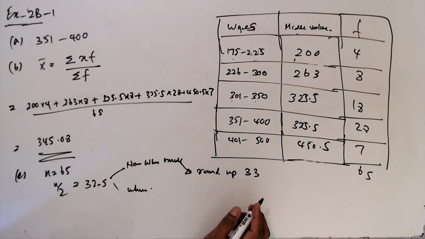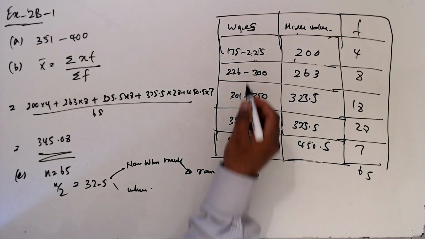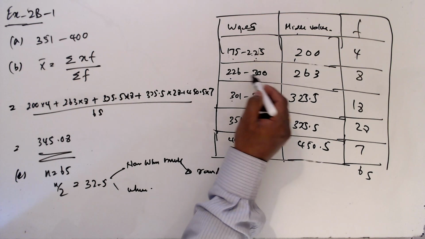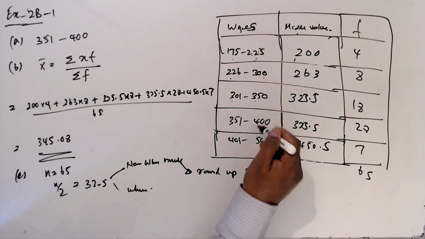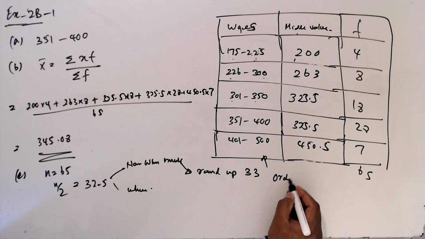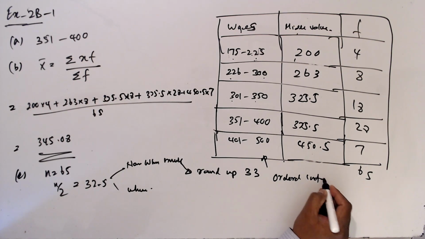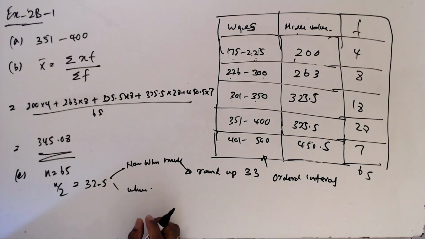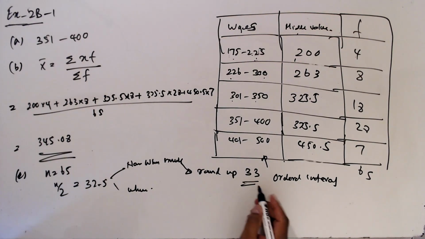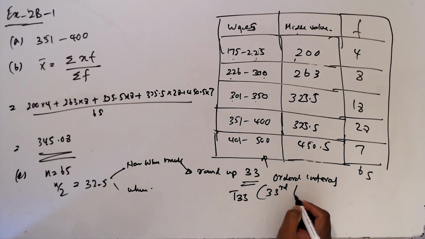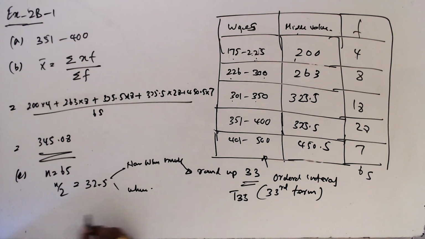So now, is this in ascending order? 175 to 225, yes. So this is an ordered interval, in ascending order. Then there is no problem. So we want to pick up the T33. It means the 33rd term. Where does the 33rd term lie?